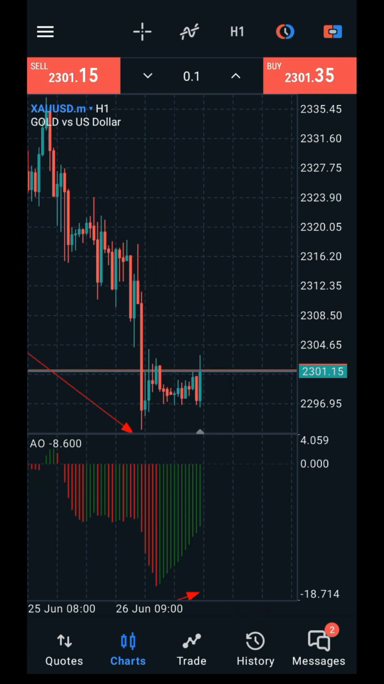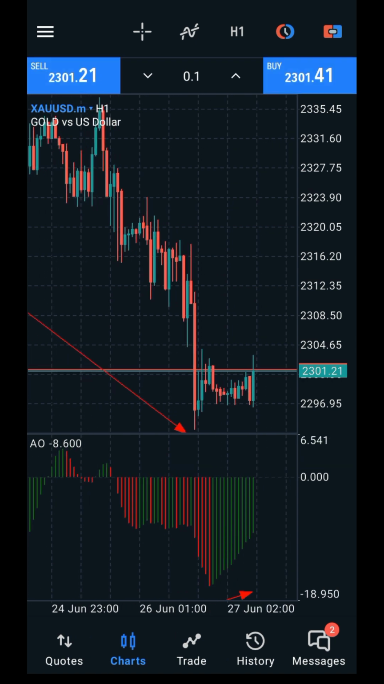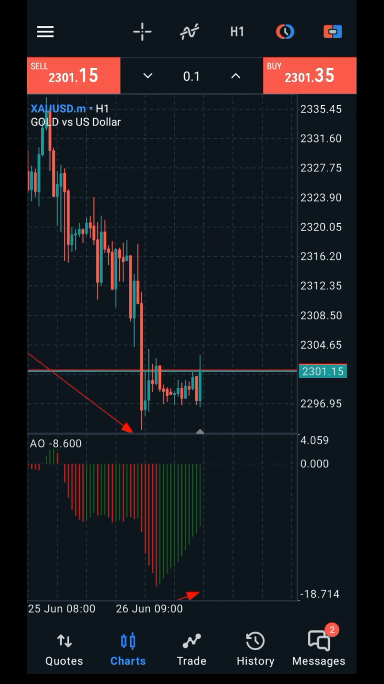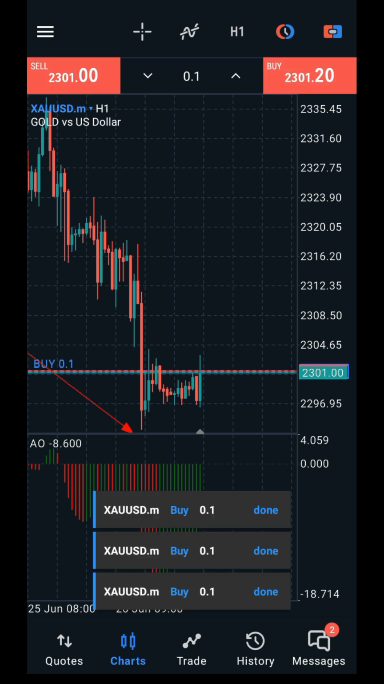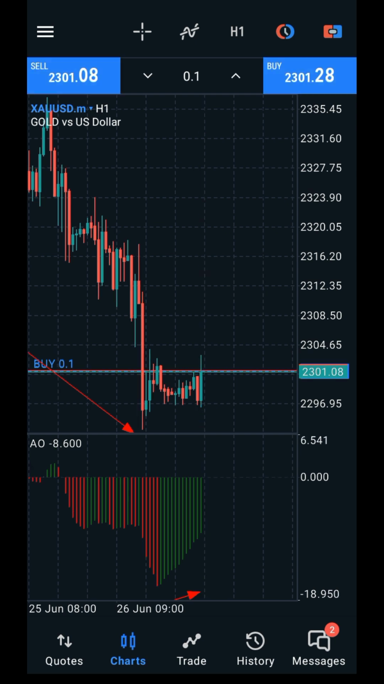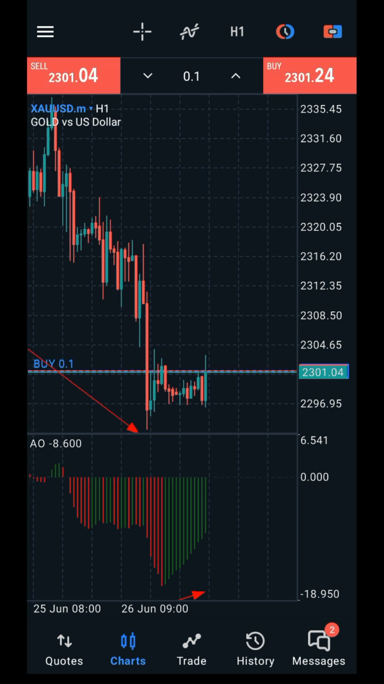So as you can see, the arrows showing the divergence. So this is a good setup. Let me now go and take the buys. Okay, I would have taken more buys, but since it's a small account, I can't take any more.